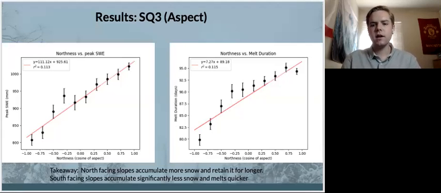And the main takeaway here is that north-facing slopes are better at accumulating and keeping snow for longer before it melts.